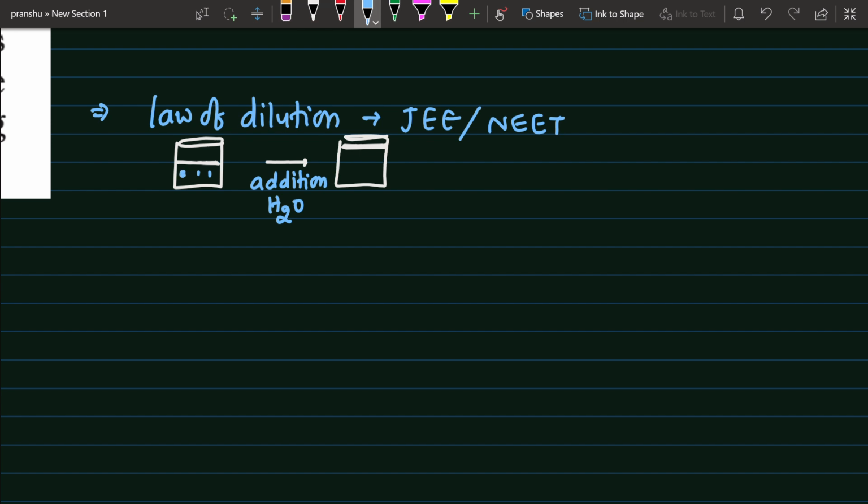But what do you think? The solute particles were 3. What happens? Does it become 3 or 6 or something else change? Yes, you are thinking right, the number of particles will not change. Here are the 3 particles before mixing water or before dilution, and even after adding water again it is 3 particles after dilution.